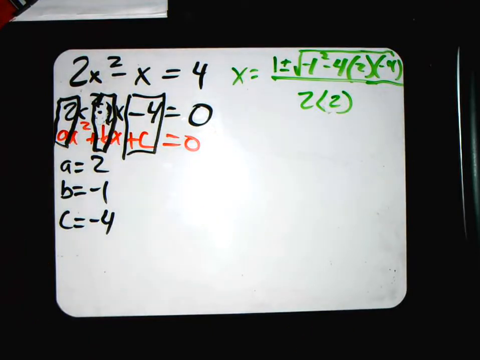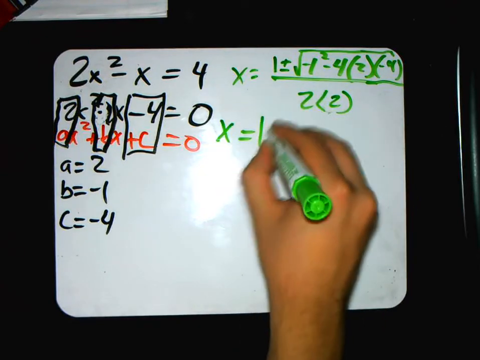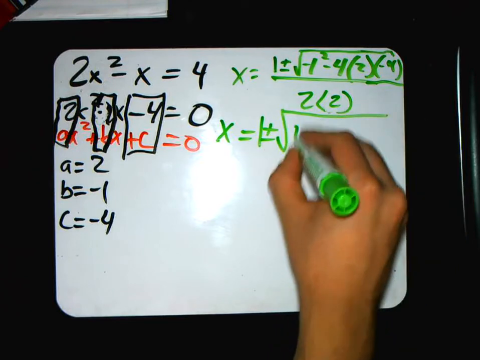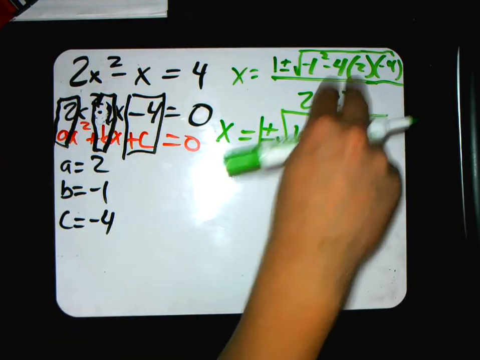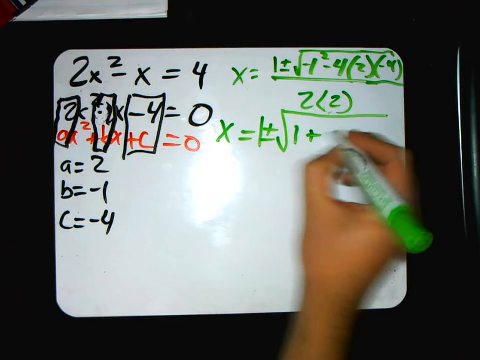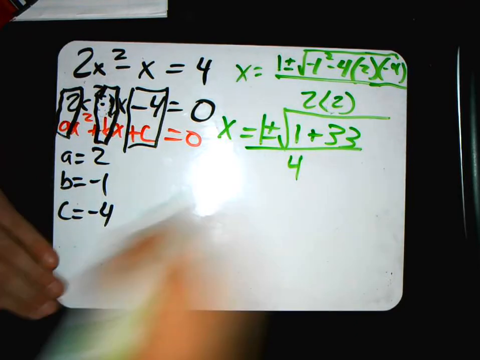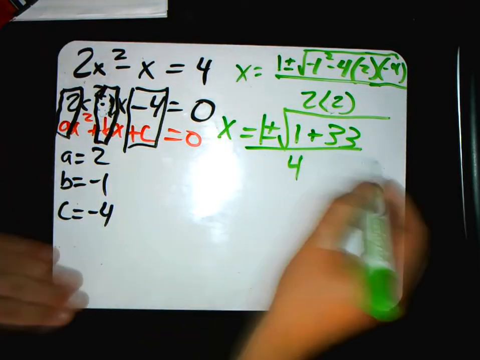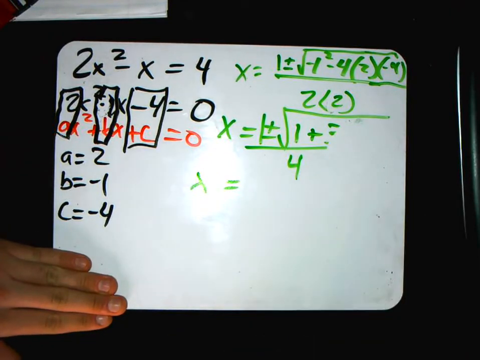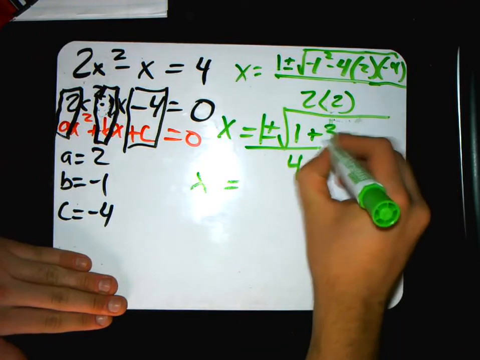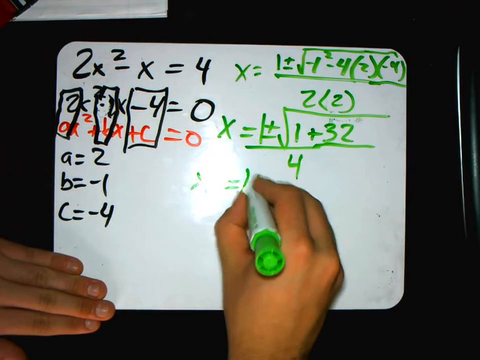Okay, let's reduce everything that's underneath the radical first. Negative 1 squared is a positive 1. And negative 4 times 2 times negative 4. These two give me negative 8, times a negative 4 gives me a positive 32, sorry. And in the denominator of my fraction, 2 times 2 gives me a 4. 1 plus 32 underneath the radical. Four times 2 times 4 is 32. Then when we add the 1, we get our 33.